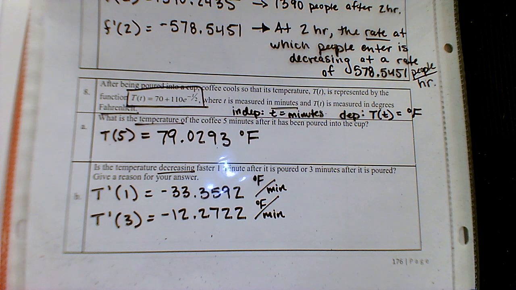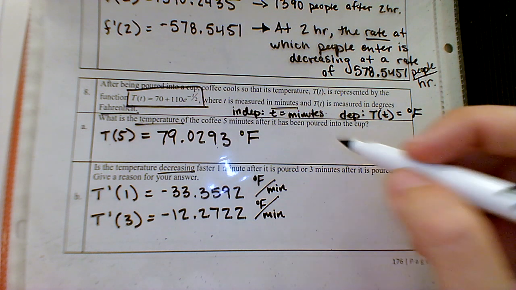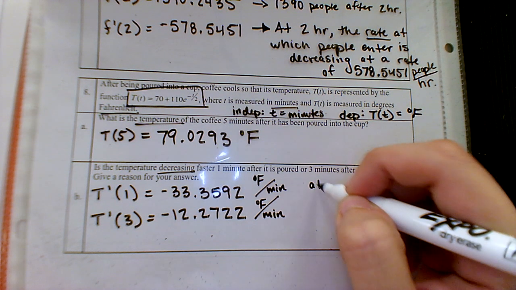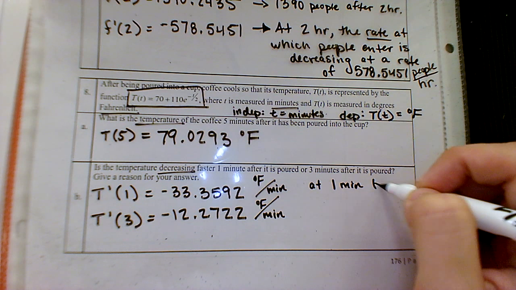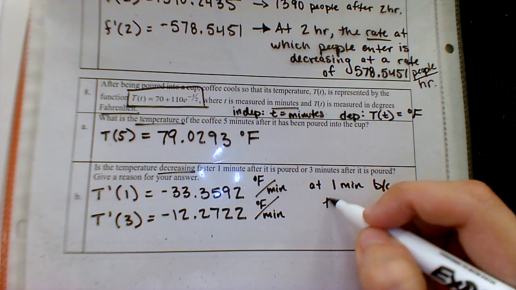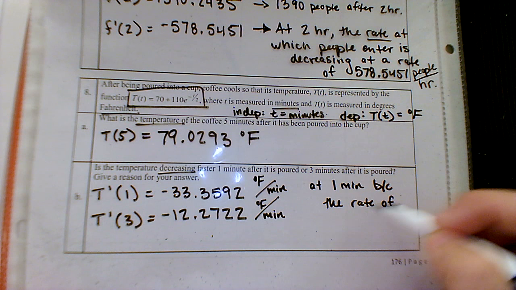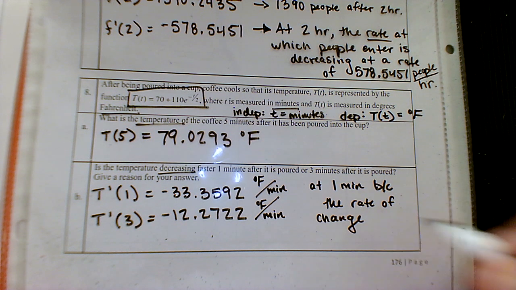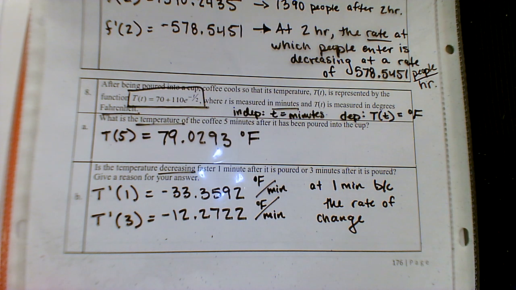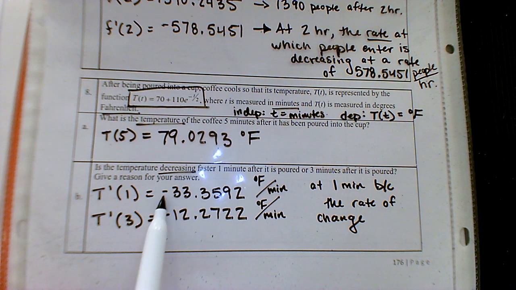After 1 minute or 3 minutes? 1 minute. Why? Because the slope is greater and the rate of change is greater. Okay, so we'll say at 1 minute because the rate of change. Now, we got to work on the wording. If you say the rate of change is greater, is negative 33 greater than negative 12? It's actually less than.